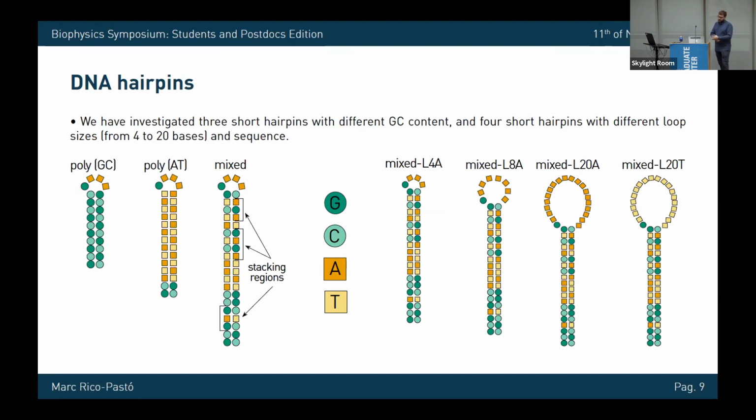And for the other hairpins that have the same stem, I varied the loop length to study the contribution of bending this loop when we need to form a structure. This will be analogous, for example, to these random parts of the proteins that are after or before a beta sheet or an alpha helix.